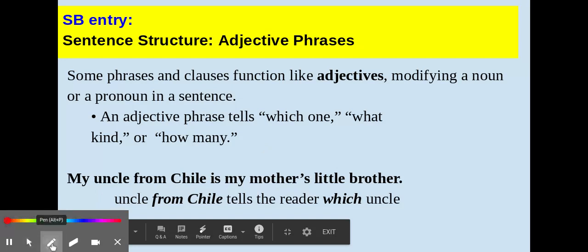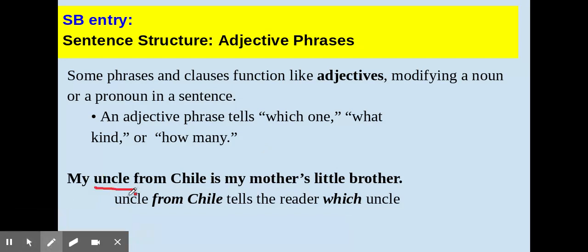Well, I always have to find my subject, and that's uncle, and my verb is. Okay, so now I've got to try to find my phrase, and I always want to make sure I bracket off or put parentheses around my prepositional phrases, and I've got from Chile is a prepositional phrase. My is a possessive pronoun describing whose uncle it is. My right there is a possessive pronoun describing whose mother. Mother's right here is also a possessive describing brother. Little is an adjective also describing brother.